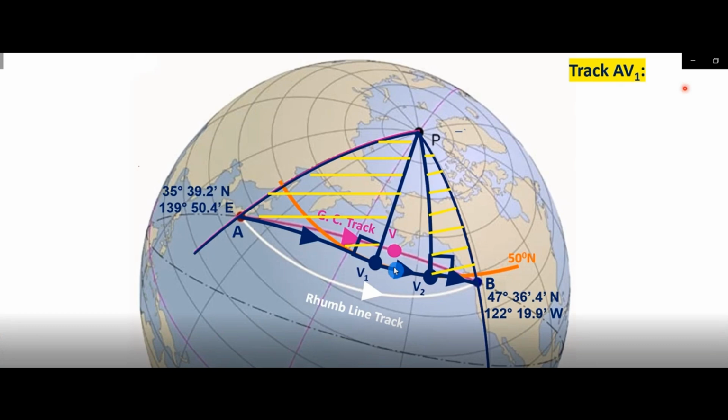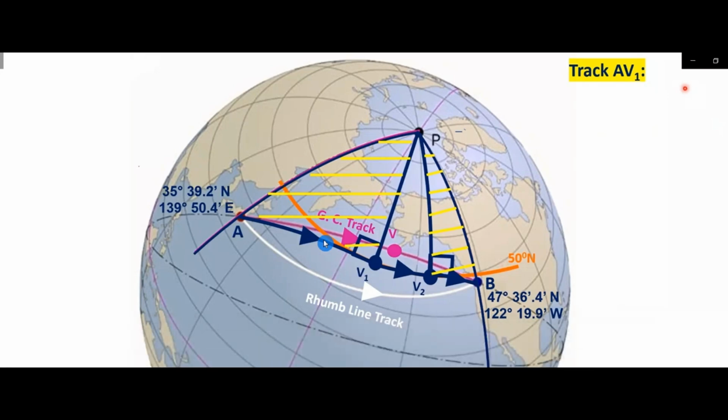So we will now be calculating all three triangles, or all three segments of our track. First, we'll calculate AV1, Alpha Vector 1, then Vector 1 to Vector 2 will be the second leg, then Bravo Vector 2 will be the third leg. Once you calculate these three and add them up, it will give you the total composite distance. So any doubts in your mind up to here, beta?